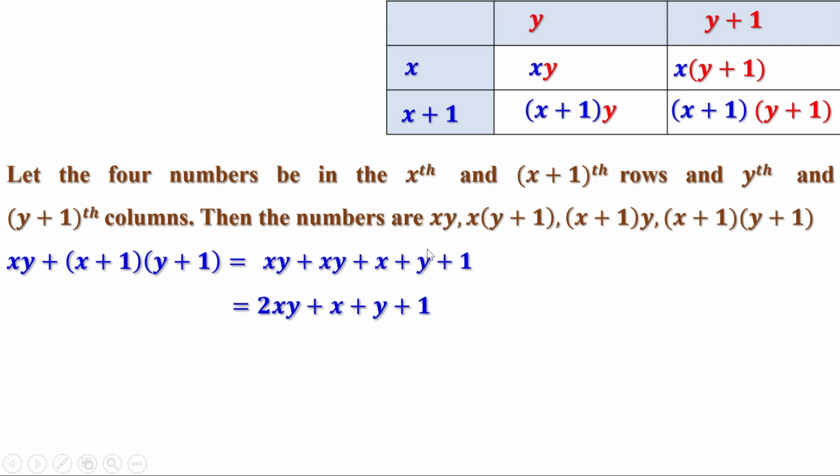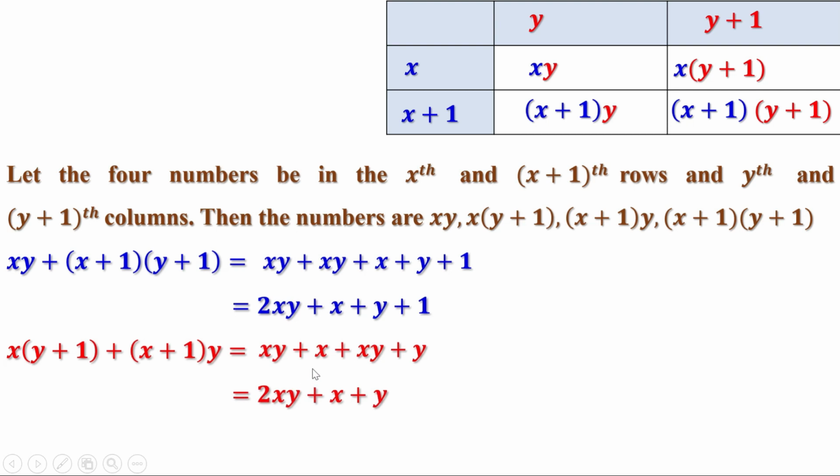Now let us find the other diagonal sum. x into (y plus 1) plus (x plus 1) into y. x into y is xy, x into 1 is x. So this is xy plus x. y into x is yx or xy. y into 1 is y. So this is xy plus y. xy plus xy is 2 times xy. So this can be written as 2xy plus x plus y.